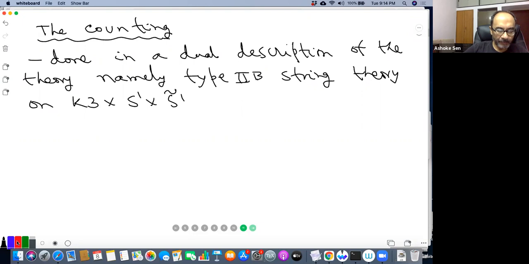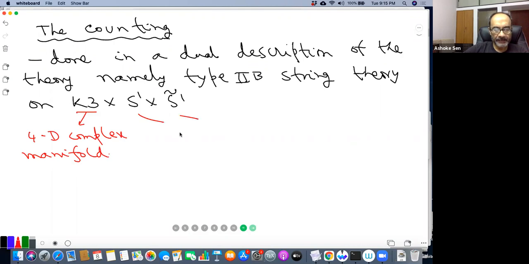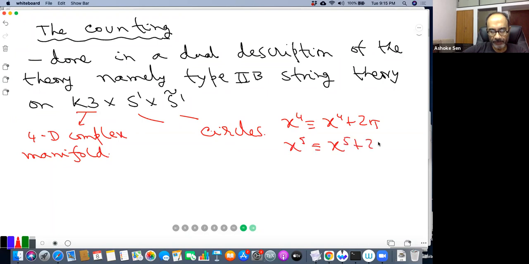K3, many of you might have heard of. This is a 4-dimensional complex manifold. Let me not say very much more about this now. If we need something about this, I'll state it later. And these are just circles. If we label them by x4 and x5, these are just x4 equal to x4 plus 2 pi and x5 equal to x5 plus 2 pi. And this theory is known to be dual to heterotic on T6.